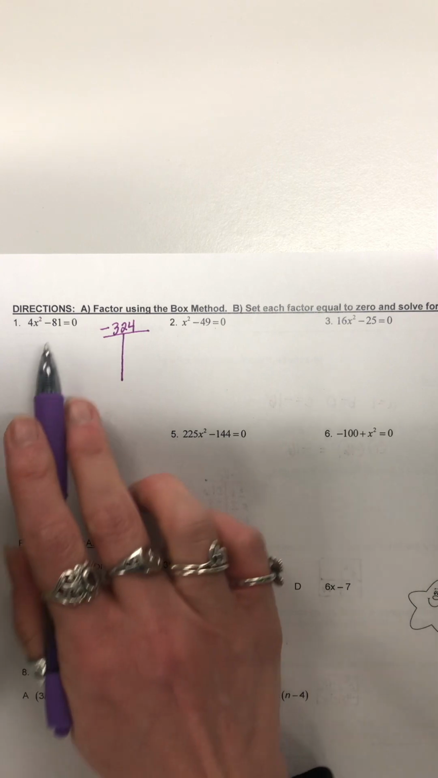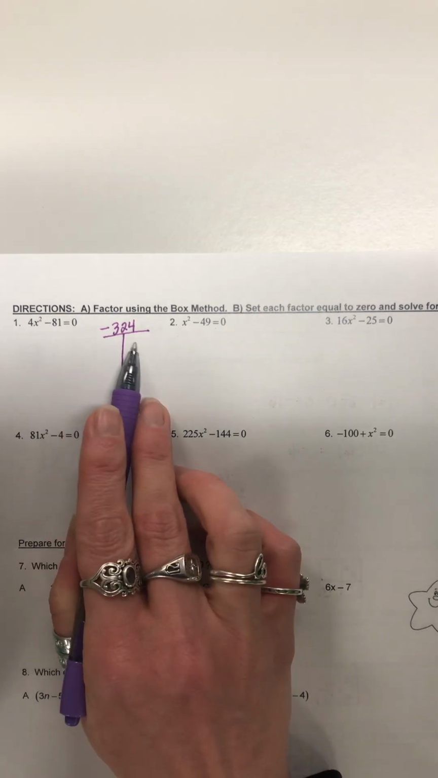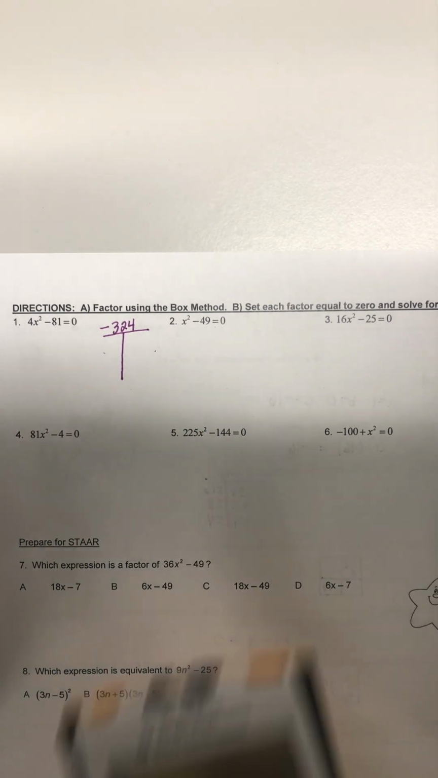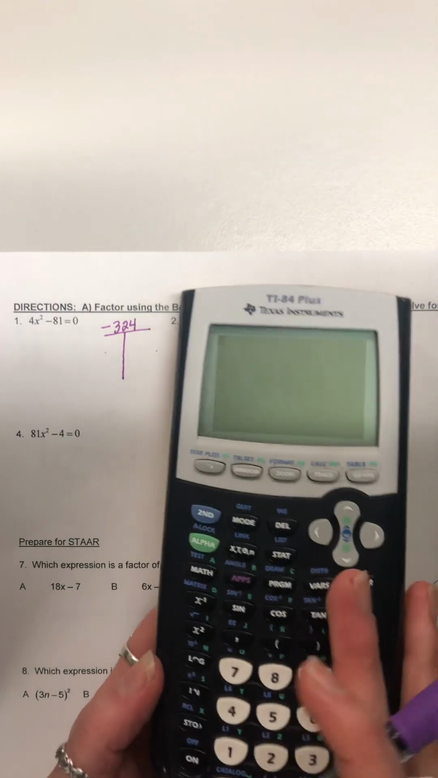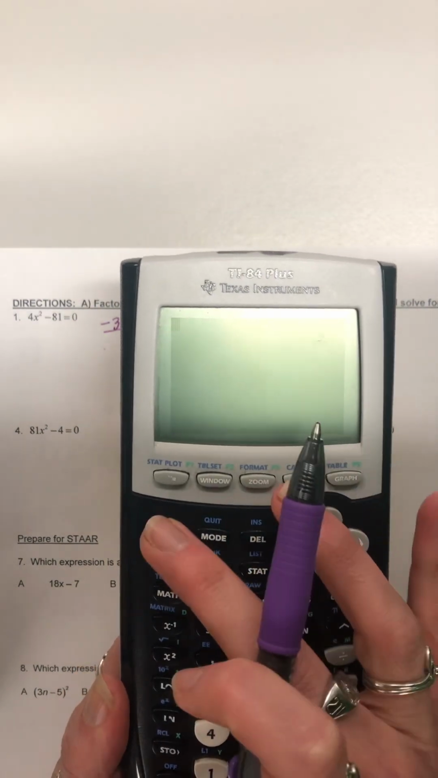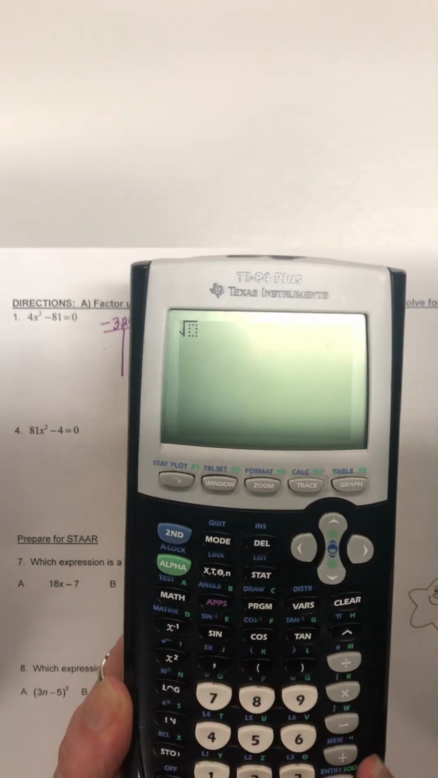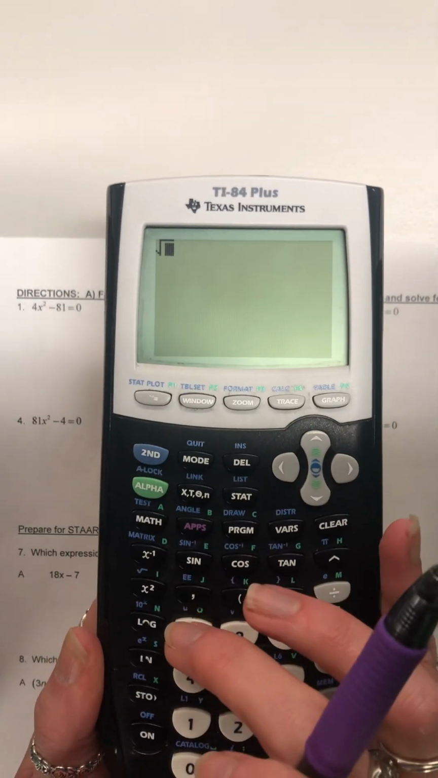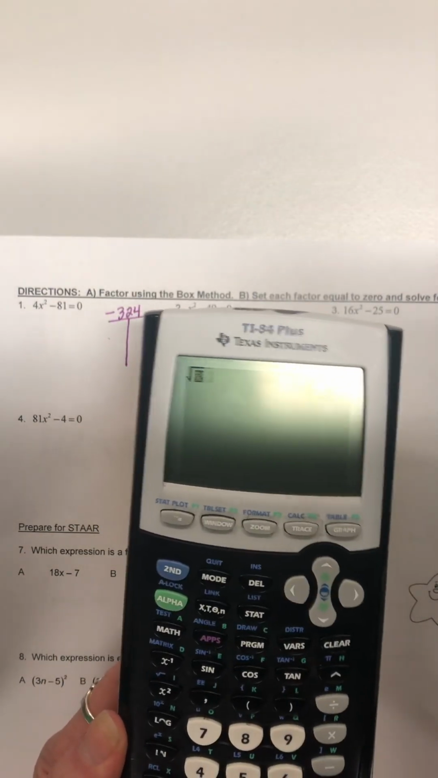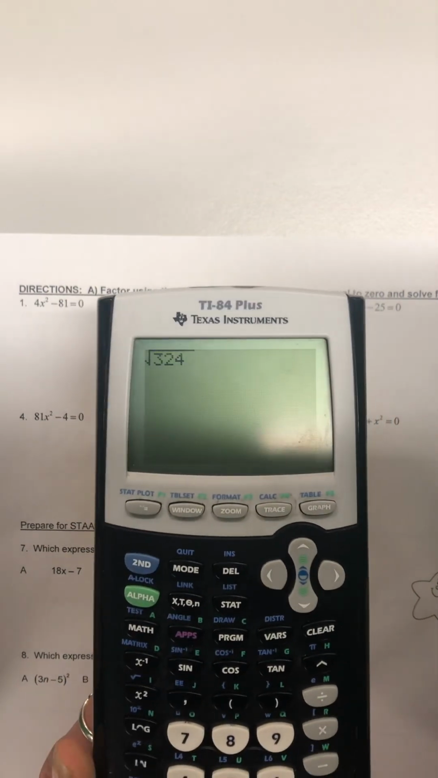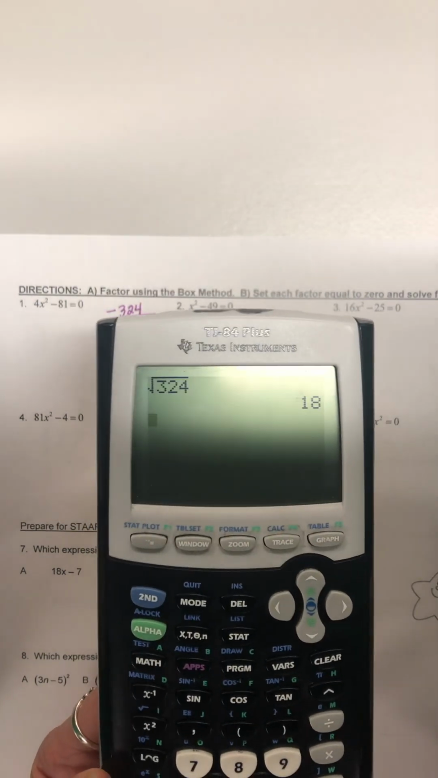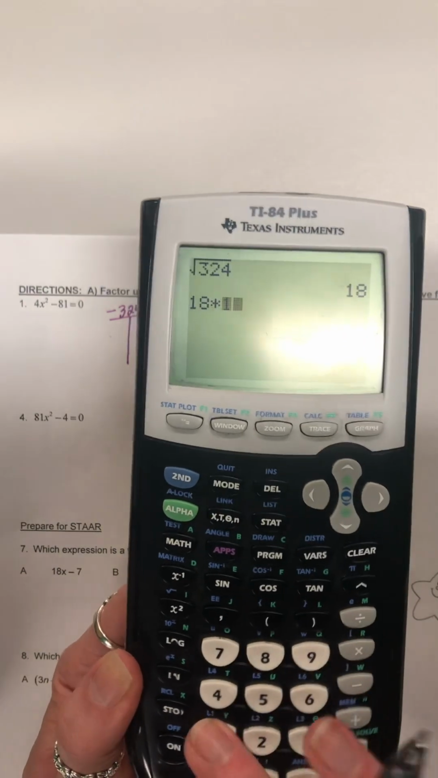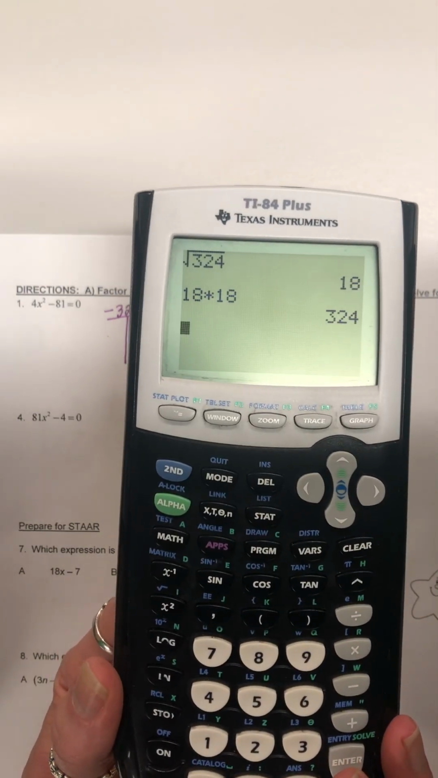And I know that my b value is going to be 0, so I know I need the same number on both sides to make that happen. So instead of writing out all the factors, I'm going to save myself some time. I'm going to go in my calculator and go second and hit the x squared button to pull up the square root. That's located catty corner from the 7. And I'm going to type 324 in there and press enter. Look what it gives me. 18. So 18 times 18 is equal to 324.